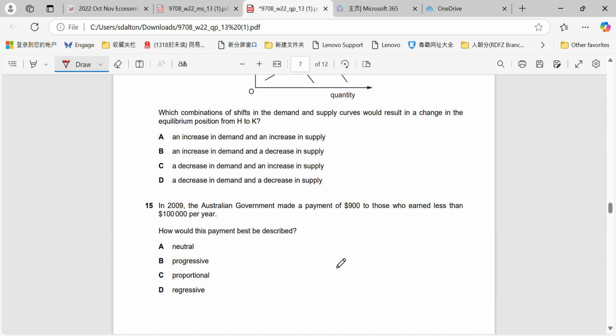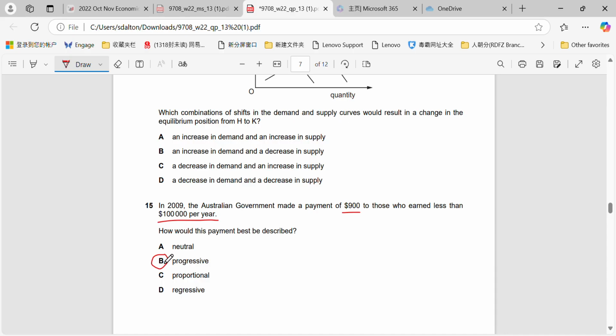Okay, question 15, another good question. 2009, the Australian government made a payment of $900 to those who earned less than $100,000 per year. How would this payment be described?